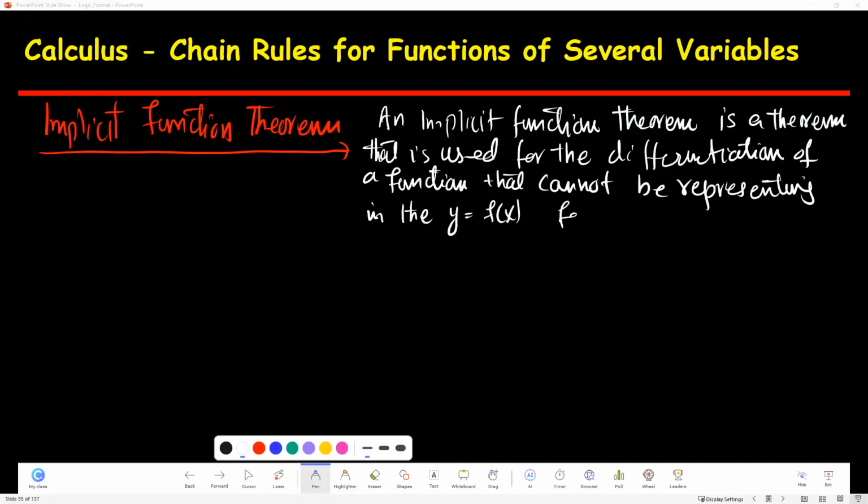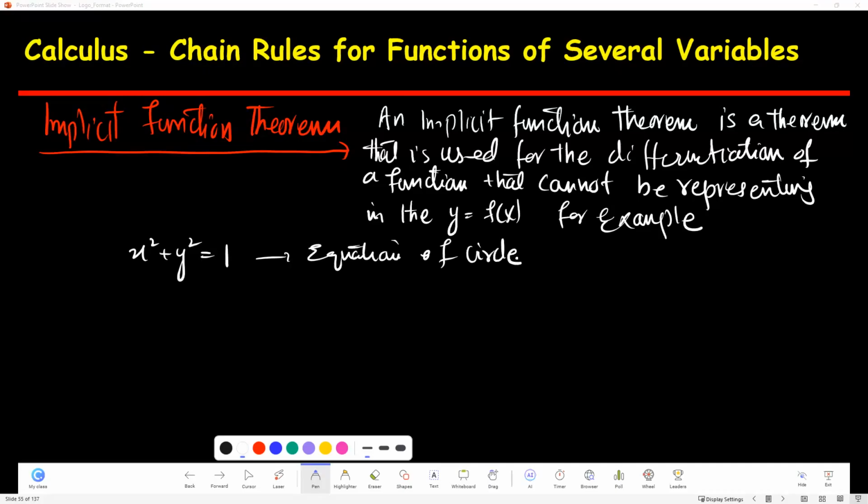For example, I'm going to write here x squared plus y squared equals 1. Basically, it's the equation of a circle. You cannot write it like this because it's a combined function. You cannot separate the x and separate the y. I'm going to talk about that in a minute.